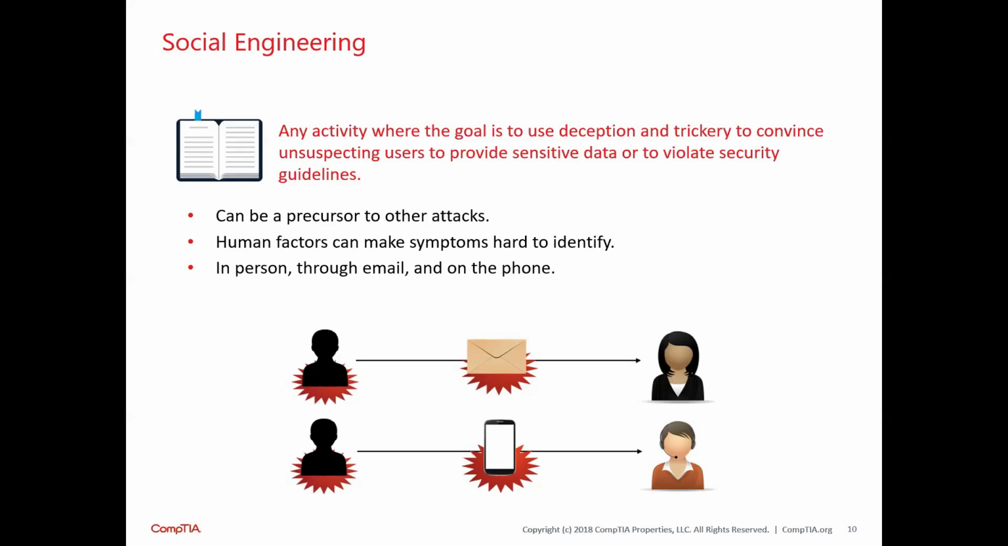That's how a person can do what they call impersonation, and impersonation is an example of a social engineering activity. Any activity with the goal to use deception or trickery to convince an unsuspecting user to provide sensitive data or to violate security guidelines. One of the best hackers in the world with very good social engineering skill is Kevin Mitnick.